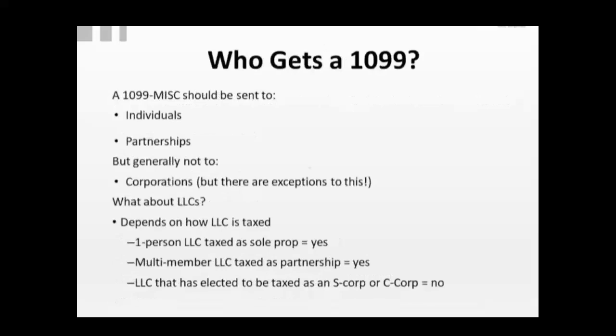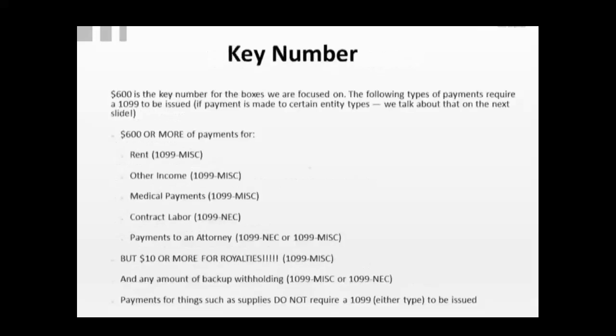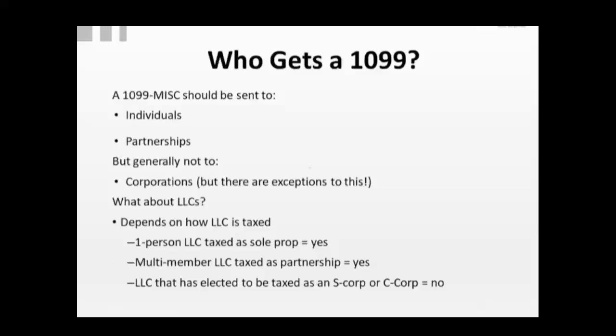Now, even if we go back a slide, so you've made one of these payments that might trigger a reporting obligation, you still don't send a 1099 to everybody, even if you made one of those types of payments. You really only send a 1099 to individuals or to partnerships, generally not to corporations. There are two big exceptions to that, which we talk about on the next slide. But in general, you don't send a 1099 to a corporation.